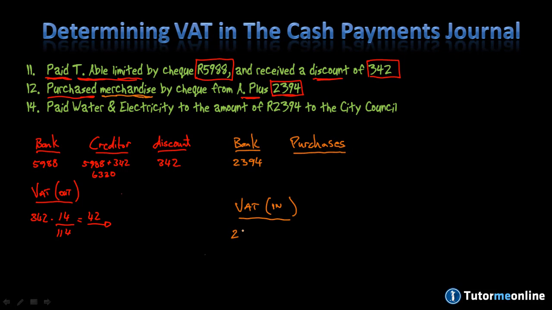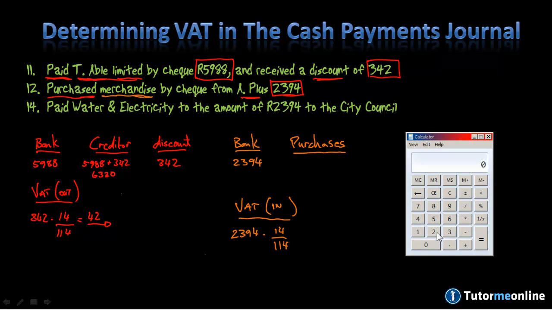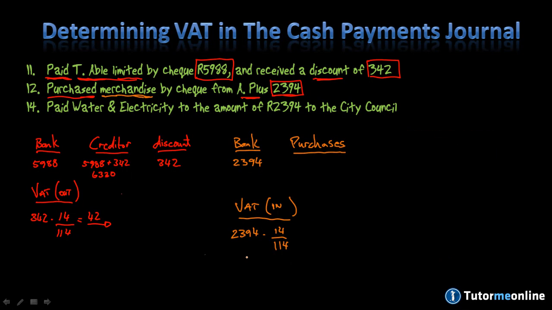So we work that out by saying 2394 multiplied by 14 over 114. So 2394 multiplied by 14 divided by 114. So the VAT portion in this case was then 294 Rand. The purchases would then be the initial value including VAT minus our 294 Rand, which leaves us with 2,100.